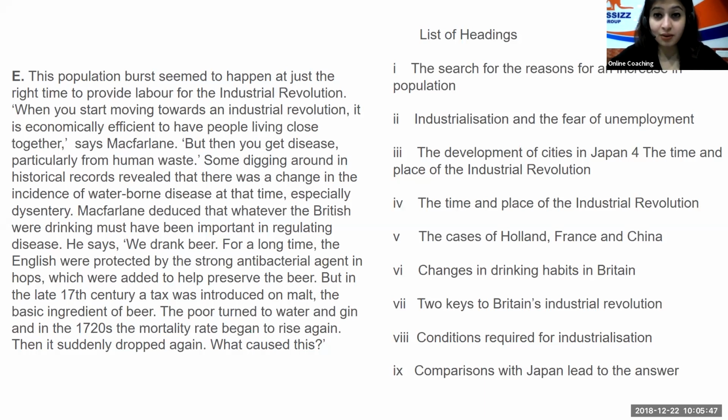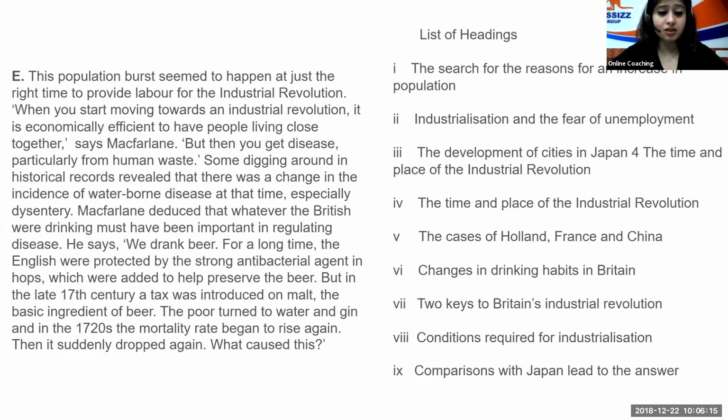That means they succumbed to a particular disease. He says, we drank beer for a long time. The English were protected by a strong antibacterial agent in the hops, which were added to help preserve the beer. But in the late 17th century, a tax was introduced on malt, the basic ingredient of beer. The poor turned to water and gin in the 1720s, and the mortality rate began to rise again. Then it suddenly dropped again.